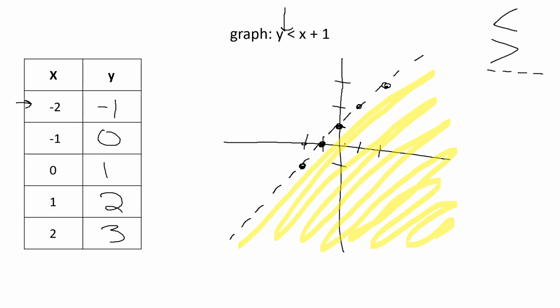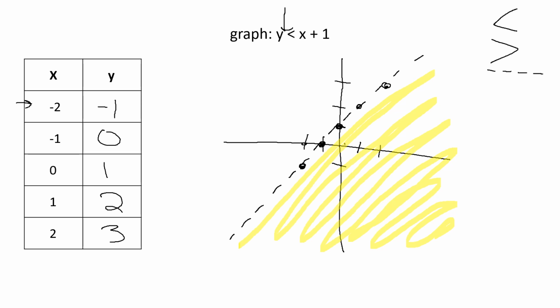T-chart it, plug my values in, get points. If it is less than or greater than, I'm going to use a dotted line, not a solid line. And then if it is less than, I'm going to shade below it. And the opposite of that would be if it's greater than, I'm going to shade above it.